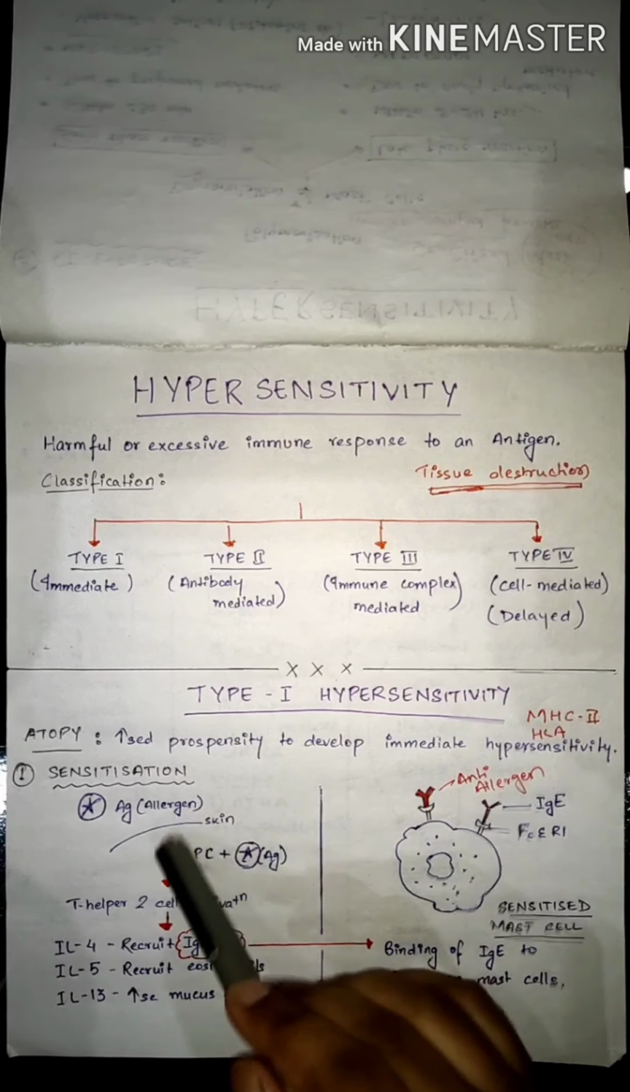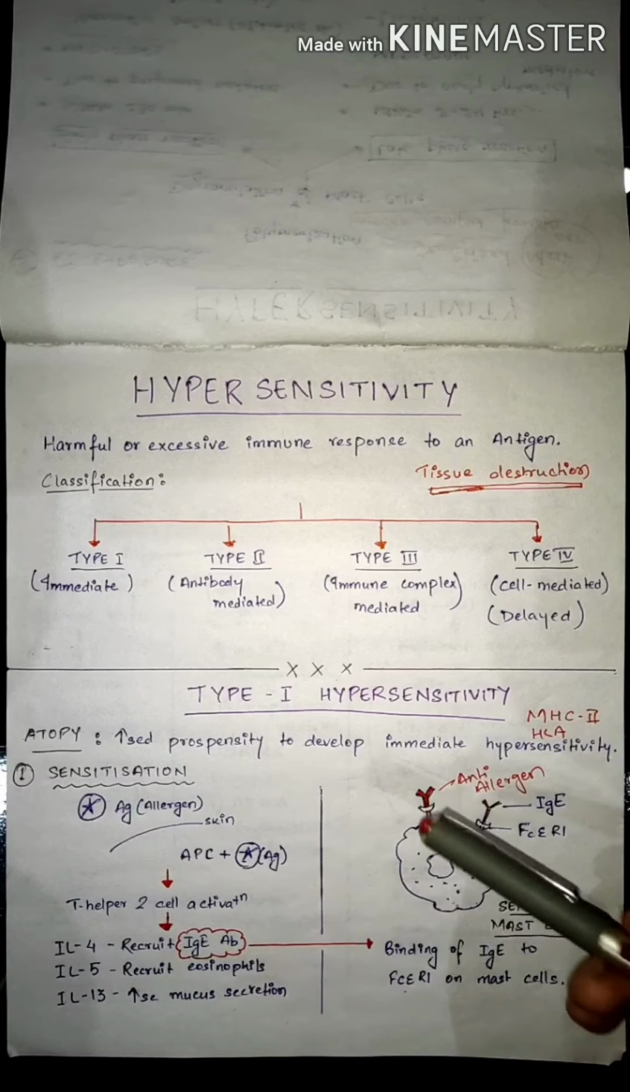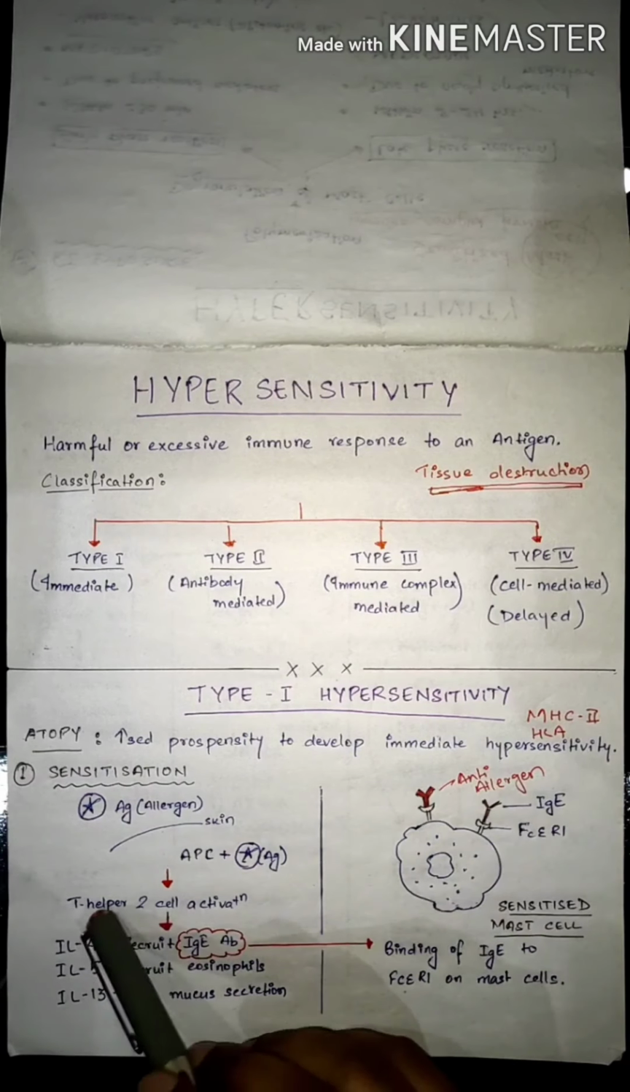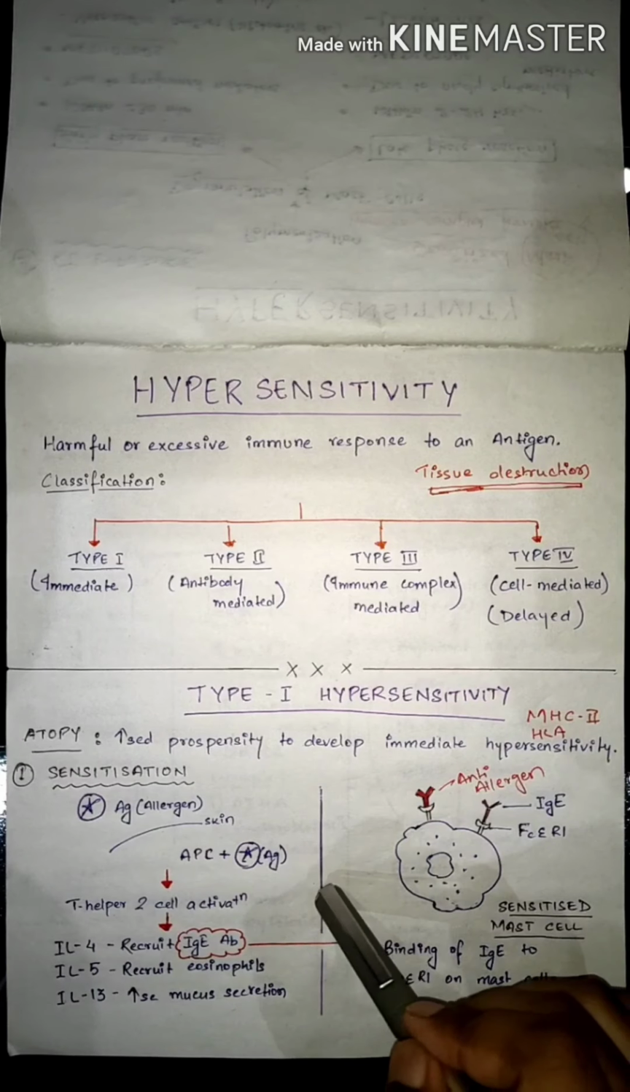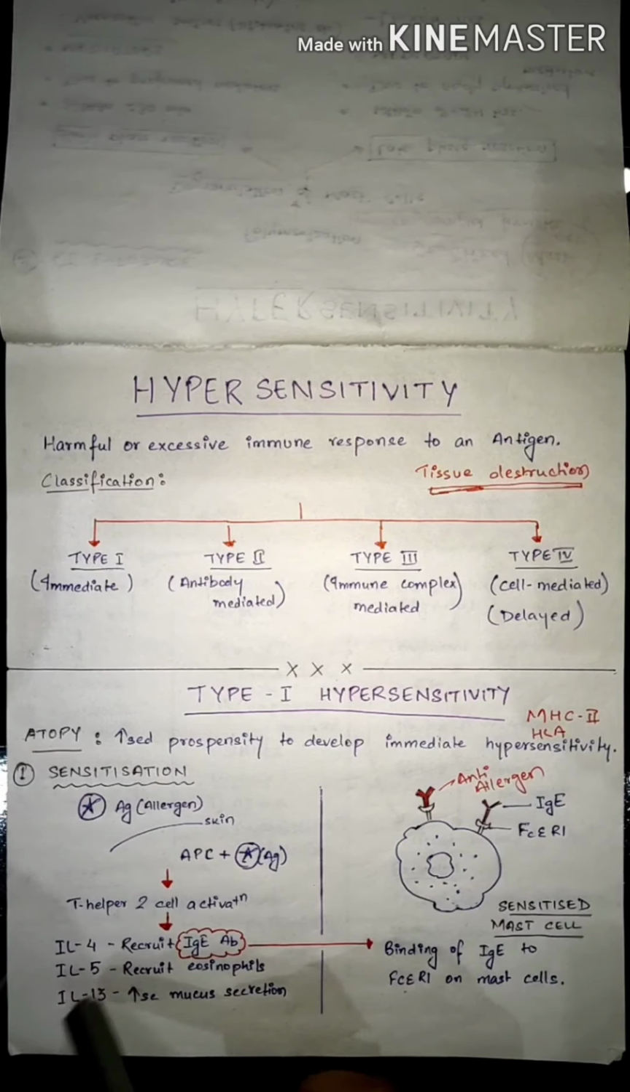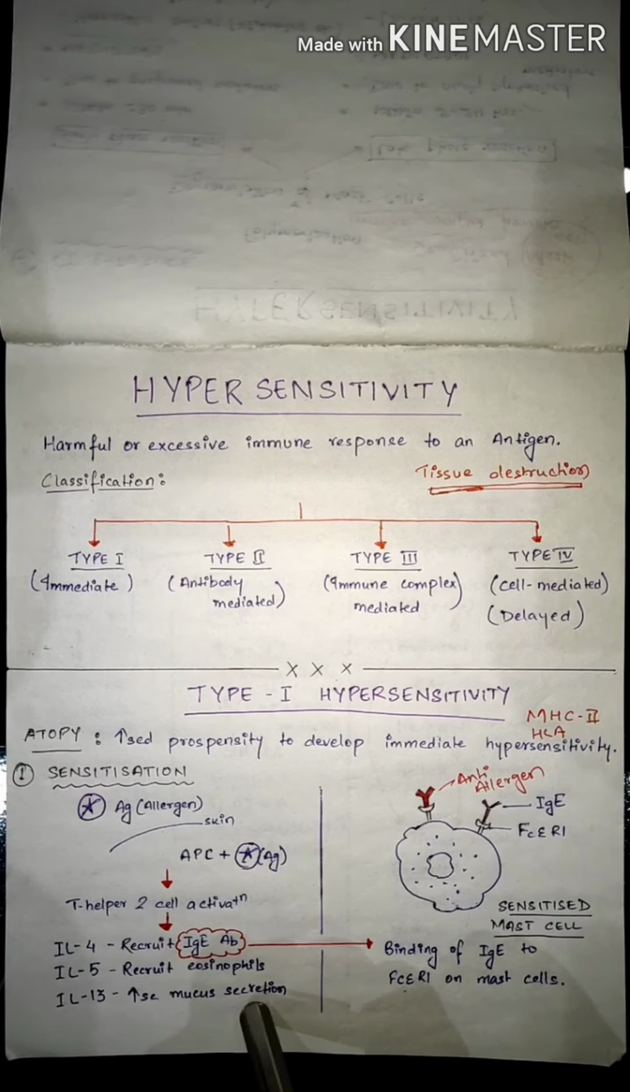The antigen presenting cell will present it to T cell, which will lead to T helper 2 cell activation, which in turn will release interleukin 4, interleukin 5 and interleukin 13. Interleukin 4 here recruits IgE antibodies, interleukin 5 recruits eosinophils, and interleukin 13 increases mucus secretion.